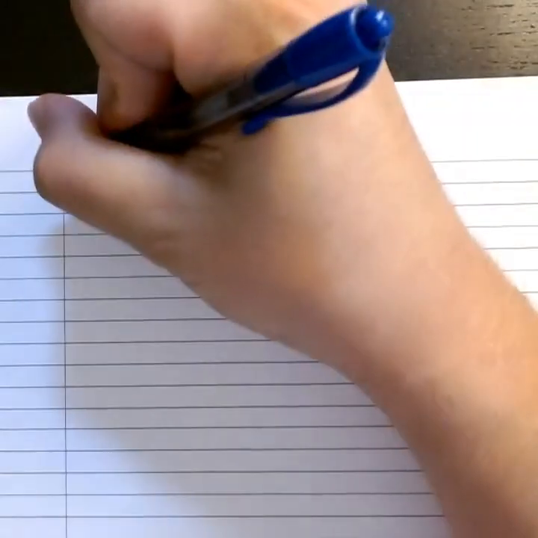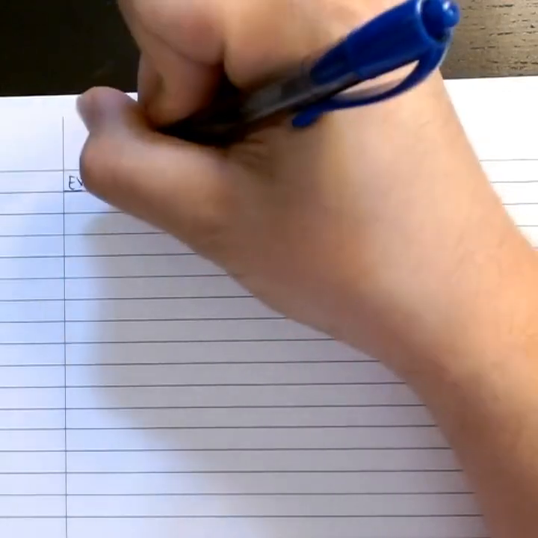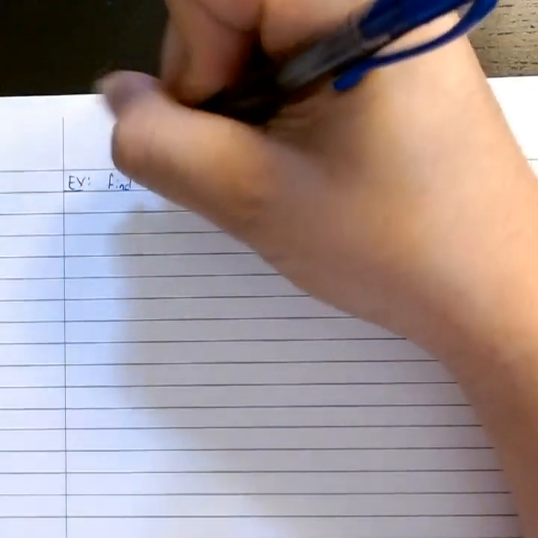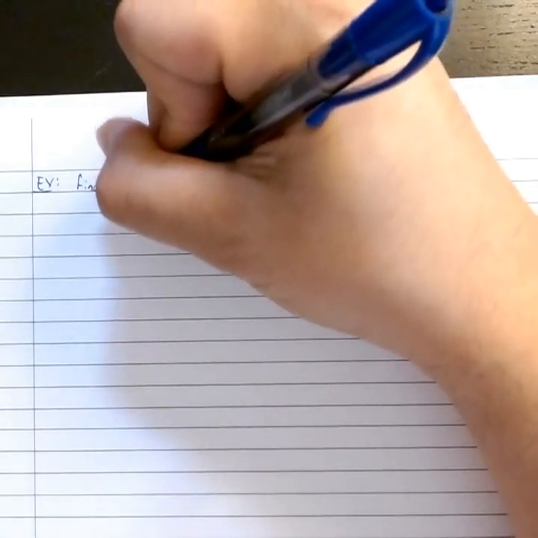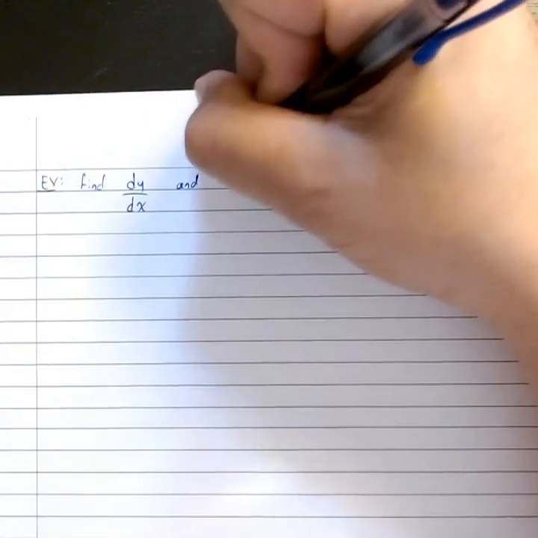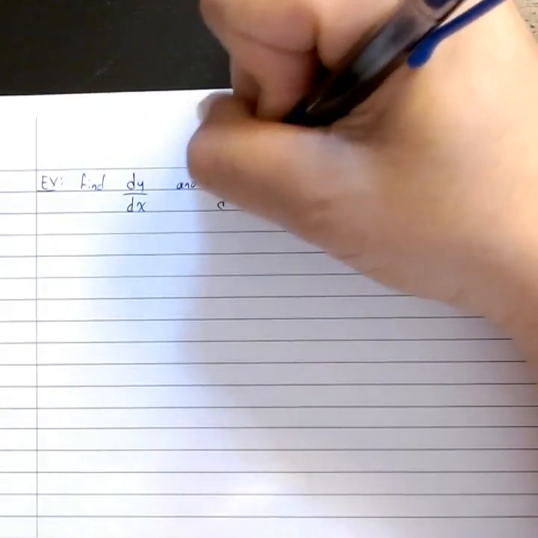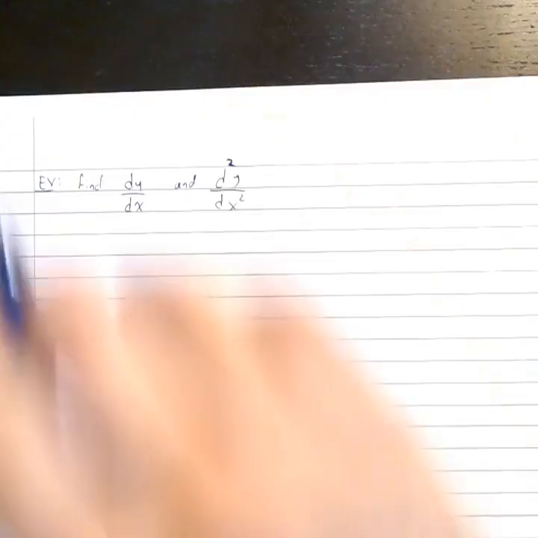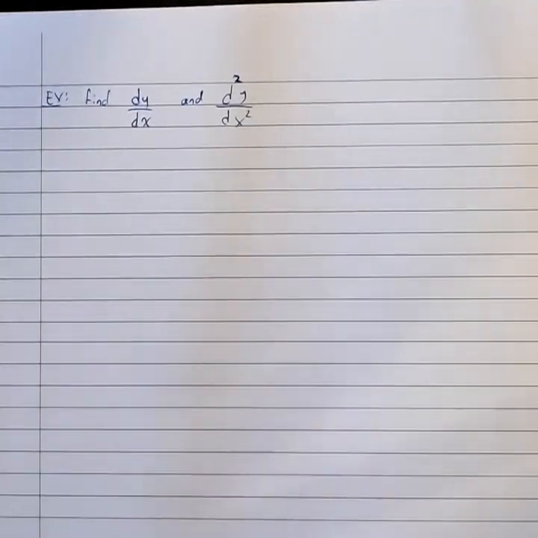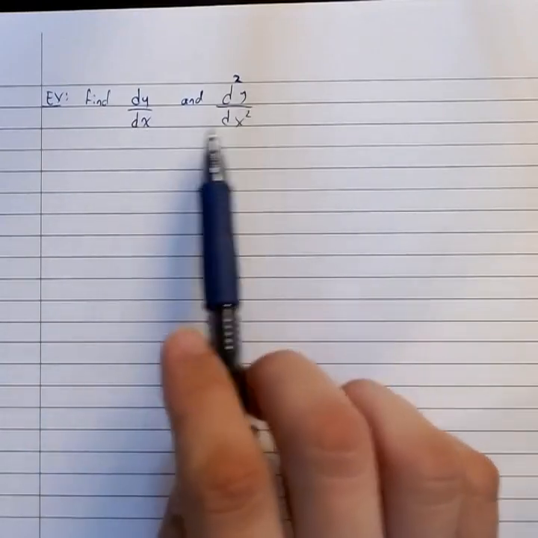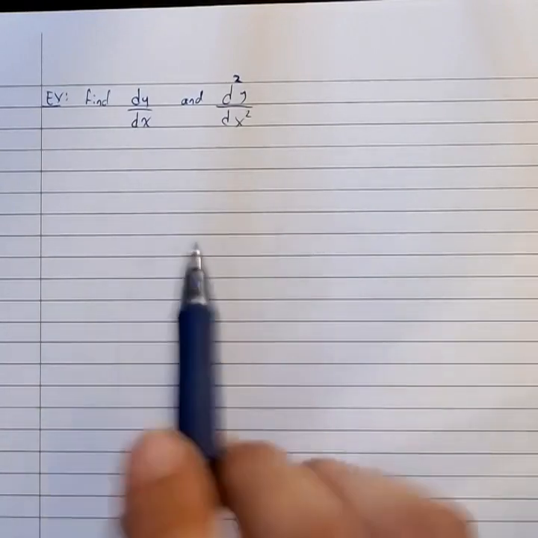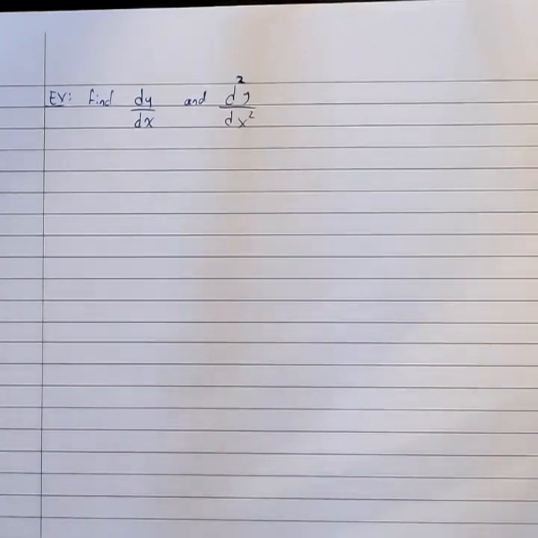Here, go ahead and give this a try. Just find dy dt, dy dx, and d squared y dx squared. So just find the first derivative and second derivative. From there, you could find the slope of the tangent line. You could find the tangent line. You could find the concavity. You could find the inflection points. You could find lots of things. But basically, it boils down to, can you find these derivatives first?